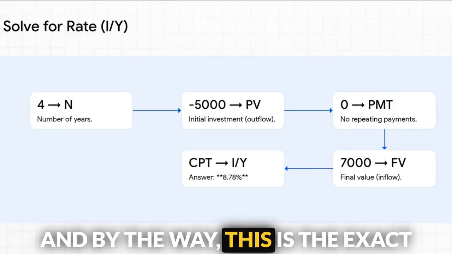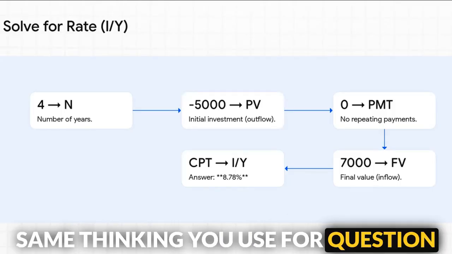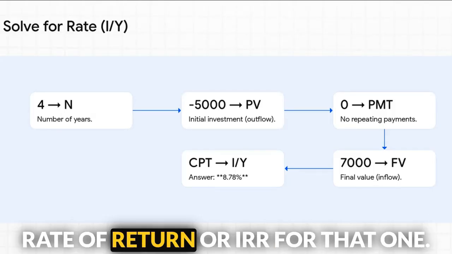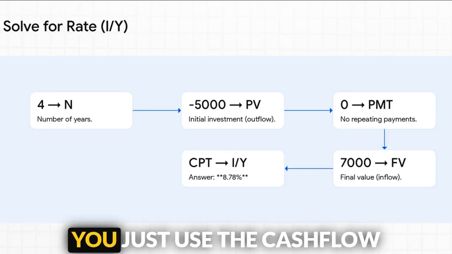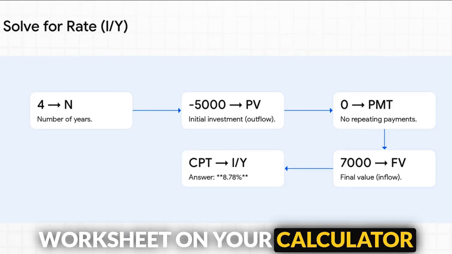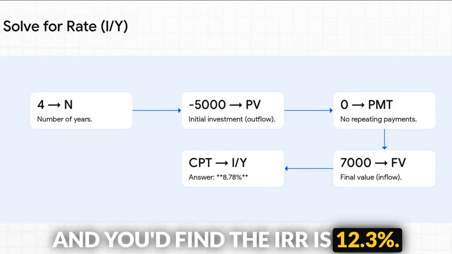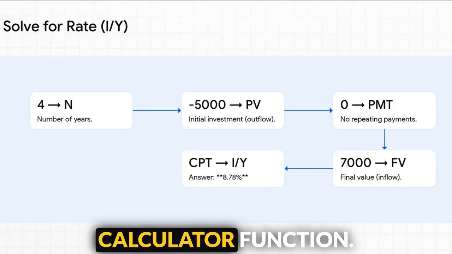And by the way, this is the exact same thinking you use for question 2, which asks for the internal rate of return, or IRR. For that one, you'd just use the cash flow worksheet on your calculator, and you'd find the IRR is 12.3%. Same concept, different calculator function.